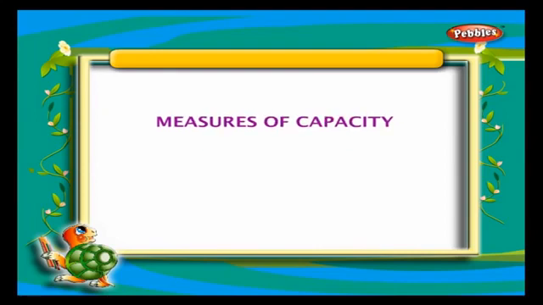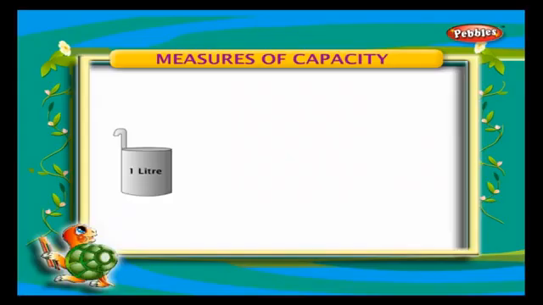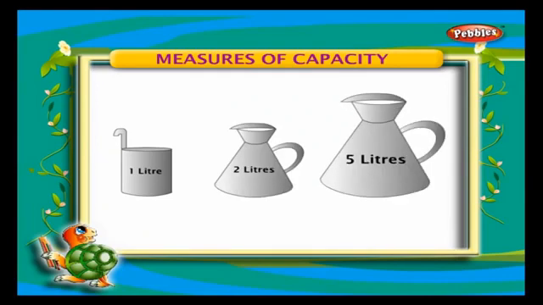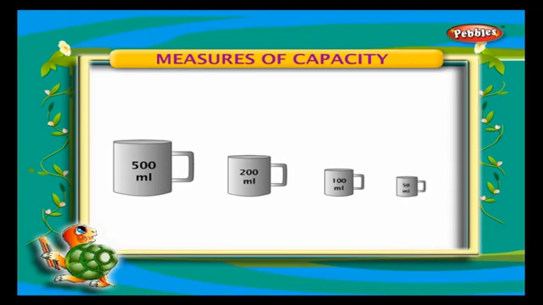Measures of capacity. Liquids like milk, oil, and water are measured in liters. Liters is the unit of liquids. Large quantities of liquids are measured in liters and small quantities are measured in milliliters. The measure cups are generally in 1 liter, 2 liters, 5 liters, and so on to measure liquids in large quantities. The small measure cups are in 500 milliliters, 200 milliliters, 100 milliliters, and 50 milliliters.